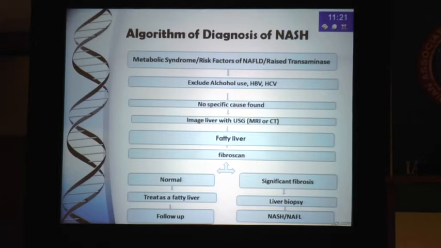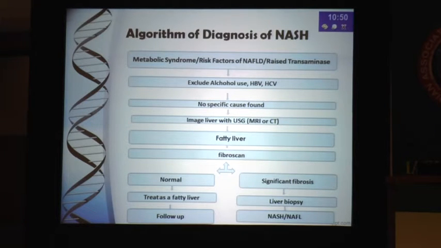But a simple approach to diagnose NAFLD and its stages: first, identify whether the patient has metabolic syndrome, or risk factors for NAFLD, or raised liver enzymes. Second step, exclude alcohol, HBV, HCV or autoimmune diseases. If no specific cause is found, do imaging of the liver with ultrasound, CT, MRI. If fatty liver is there, go for FibroScan.